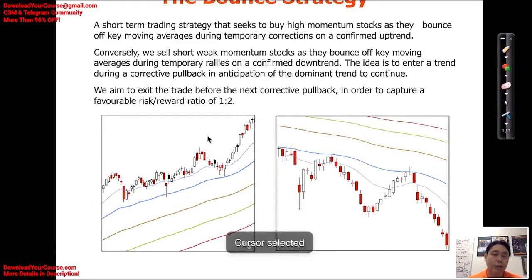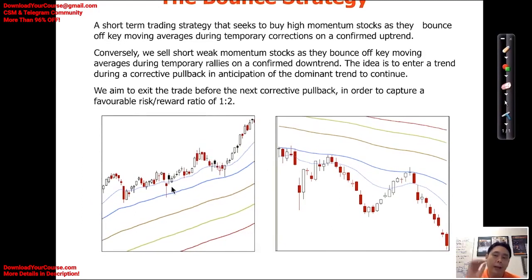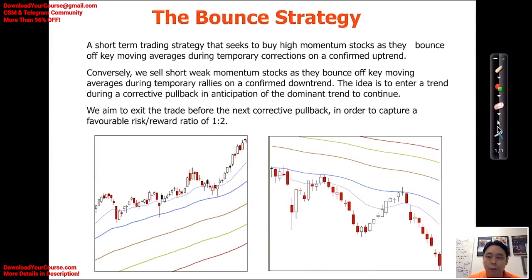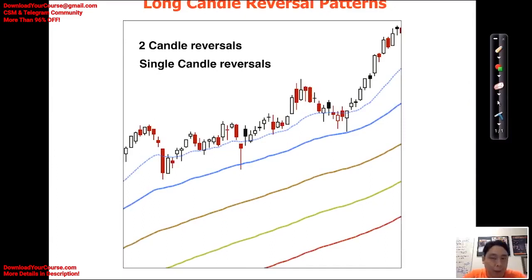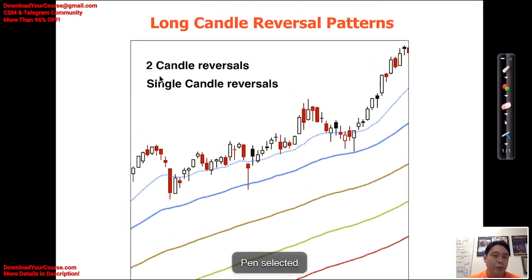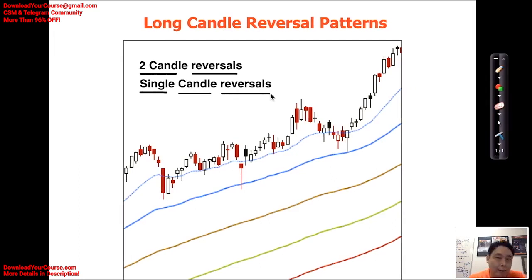So one of the keys of this strategy is to identify specific candlestick patterns, price action patterns that indicate that a bounce is reliable. All right? So we're going to study specific price action patterns right now. So let's begin with the long candle reversal patterns or long setups when it's on an uptrend and it's bouncing off the moving average. Okay? So there are two kinds of patterns we look for. The first would be we look for two candle reversal patterns. As the name implies, this involves two candlesticks. Next, we also can look for single candle reversal patterns that involve one candlestick.